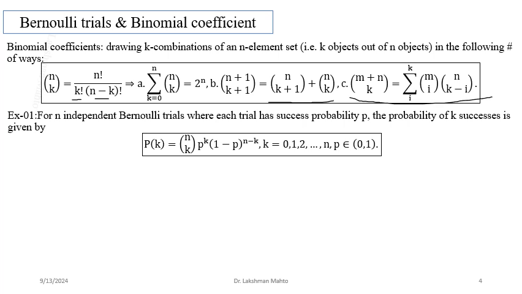But tell me, how many possible combinations are there for that? It is not permutation, it is combination. That means how many combinations of k successes?